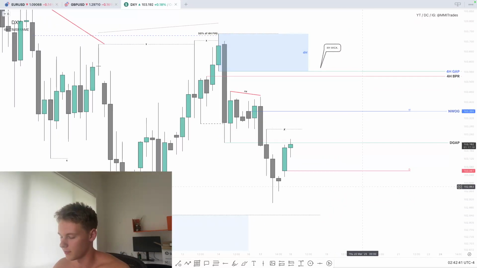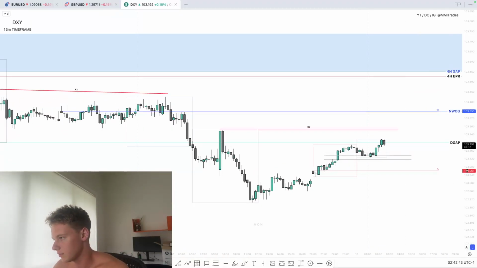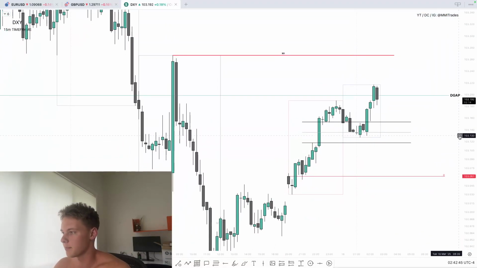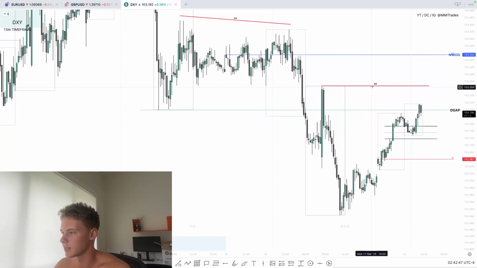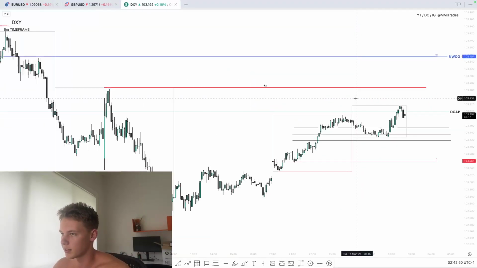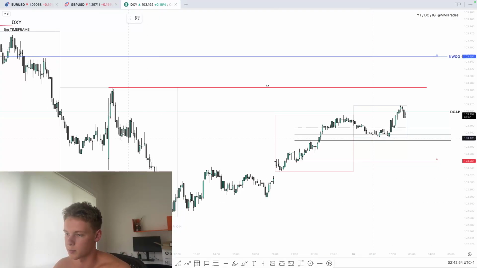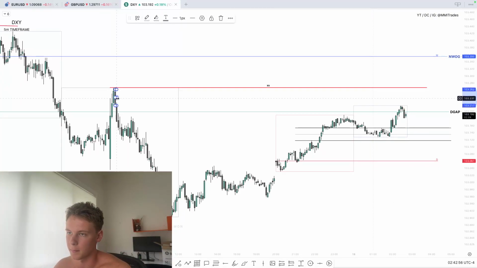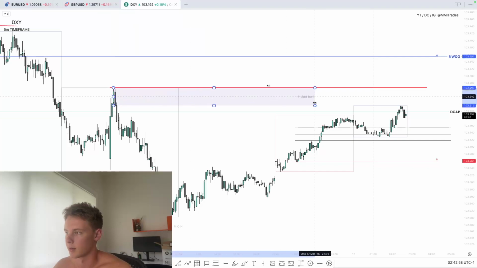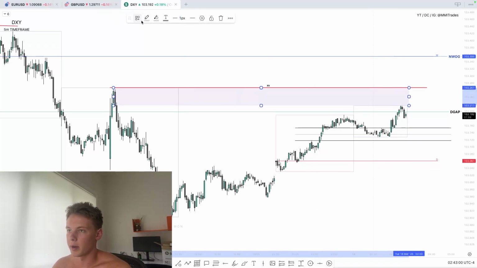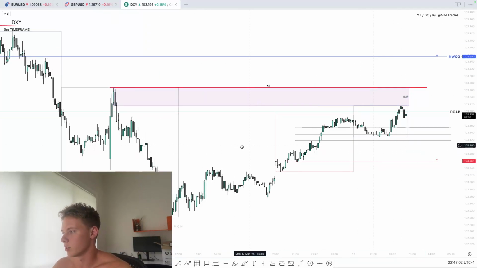So let's drop down to the 15-minute time frame now. On the 15-minute time frame, I'm still viewing this as a liquidity point. If we drop down to the 5-minute, we do have this 5-minute refinement zone, which price has just mitigated. So right here. So we might see lower prices from this 5-minute zone.